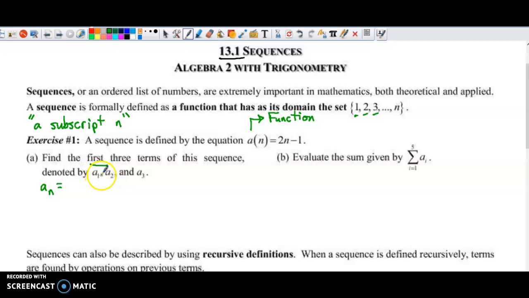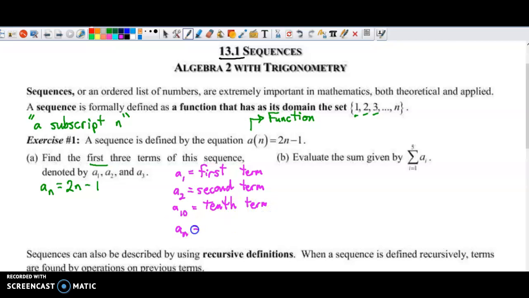So a subscript 1 means the first term. Let me go ahead and rewrite what this is. Okay, so a subscript 1 means it's the first term. A subscript 2 means it's the second term, and so on and so forth. So just to skip down quite a bit, if I said a subscript 10, it's the 10th term. And what you're going to hear me say is a phrase like the nth term. A subscript n means the nth term, depending on what that number is.